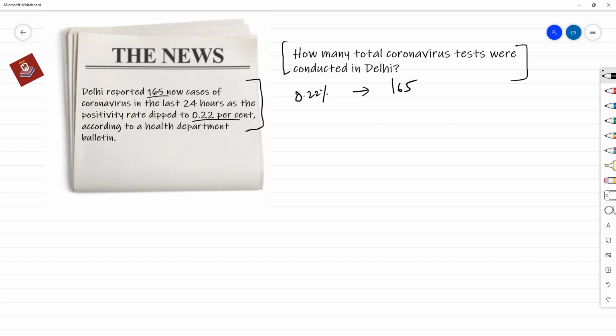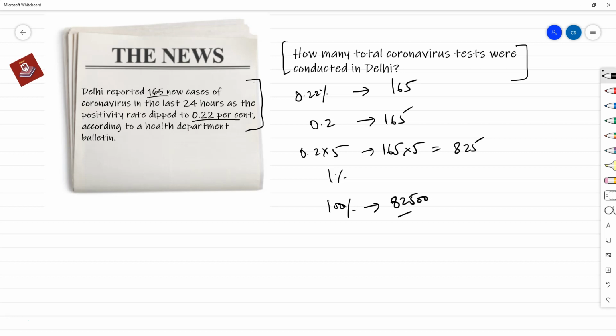So in that case, this is around 0.2%. I estimated it. So 1% will be 165 into 5, which is 160 into 5 is 800, and 5 into 5 is 25. So 825. Okay, so 1% is 825, so 100% is 82,500. Okay, so approximately around 82,000 cases were conducted.